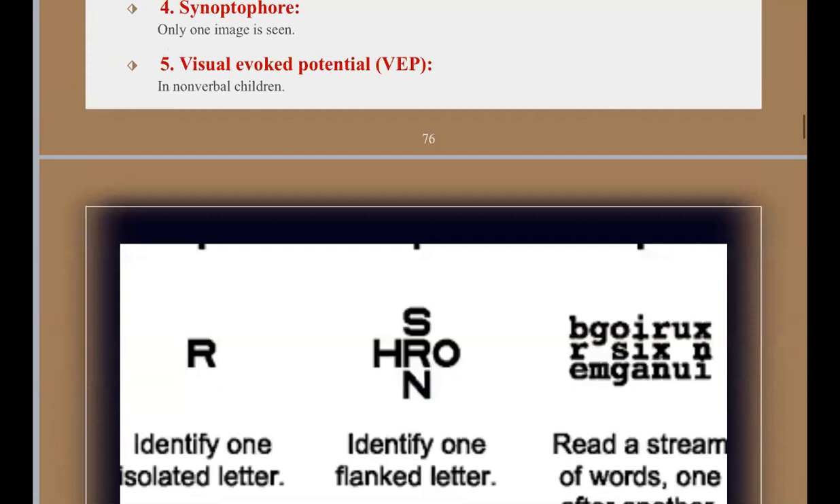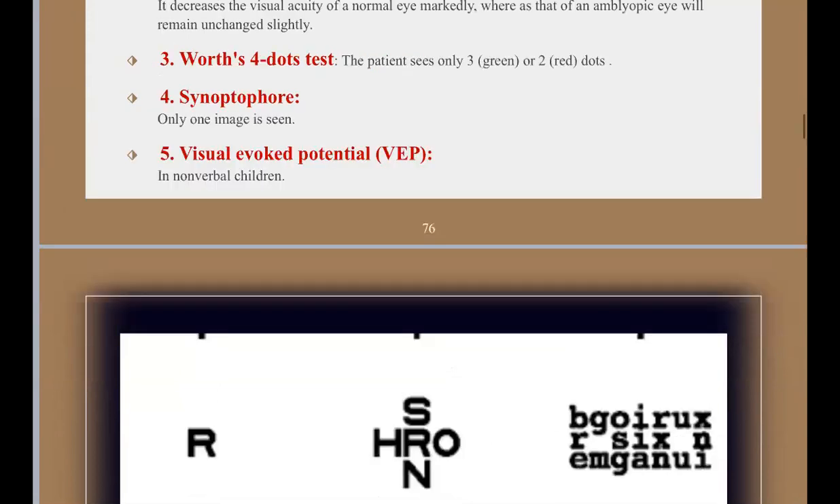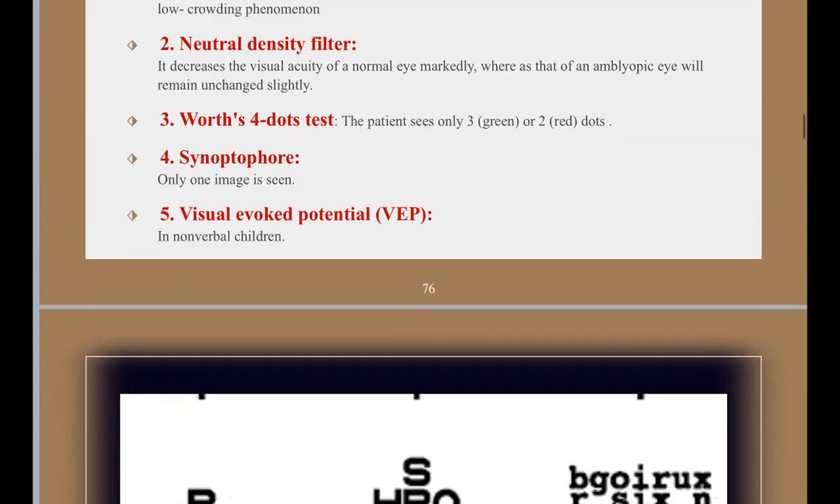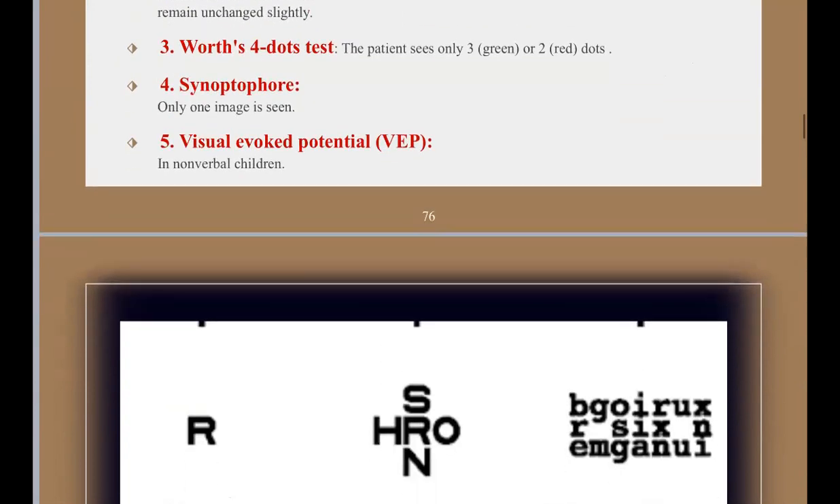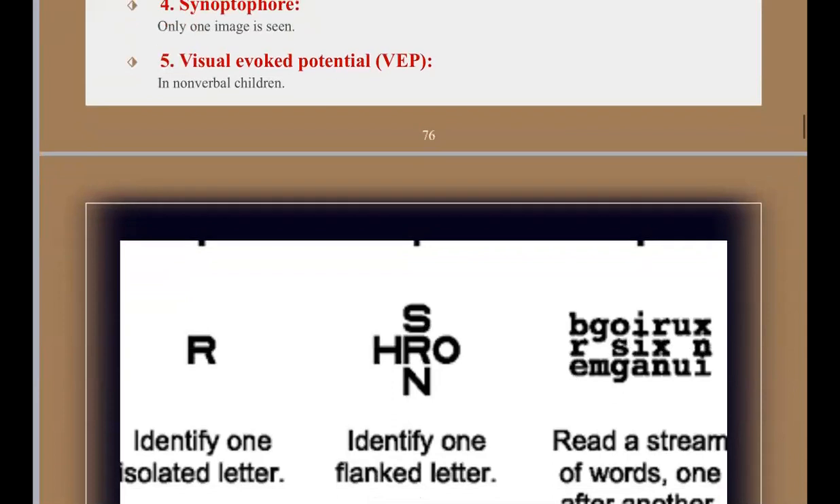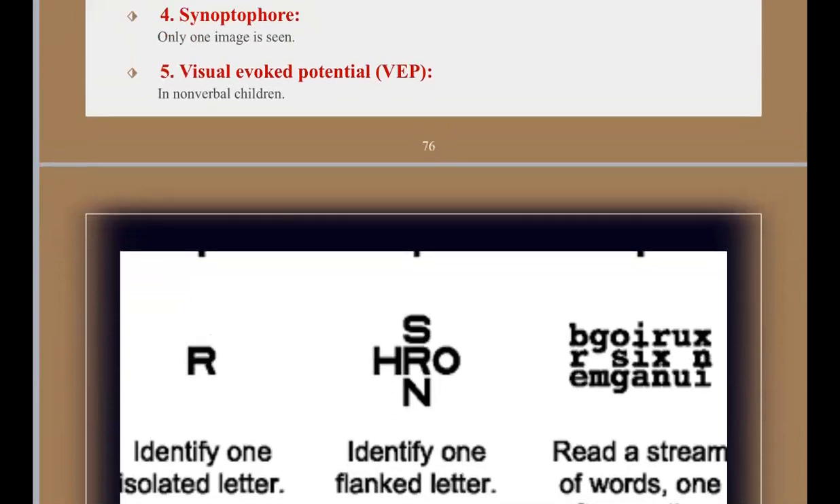And the visual evoked potential in non-verbal children is a method for assessment of the visual acuity in cases of non-verbal children. This is done in non-verbal children, as I told you. We can diagnose amblyopia by this one, the visual acuity in general, okay?